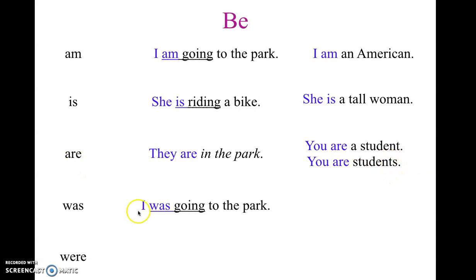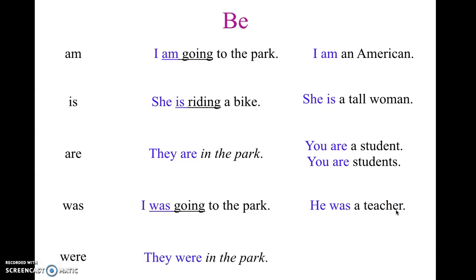Was and were are the past tense. I was going to the park. Okay. Again, be verb, verb, ing. Right? I was going to the park, but then it started to rain. He was a teacher. Okay. So again, be verb, past tense, then the noun phrase. Right? And maybe he quit being a teacher and now he is a painter.